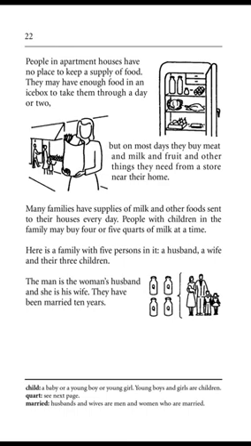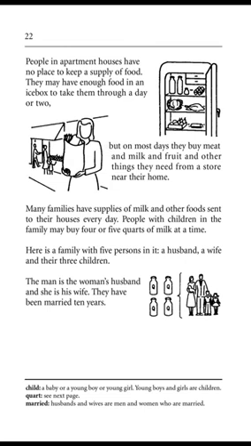Page 22. People in apartment houses have no place to keep a supply of food. They may have enough food in an ice box to take them through a day or two, but on most days, they buy meat and milk and fruit and other things they need from a store near their home. Many families have supplies of milk and other food sent to their houses every day. People with children in the family may buy 4 or 5 quarts of milk at a time.